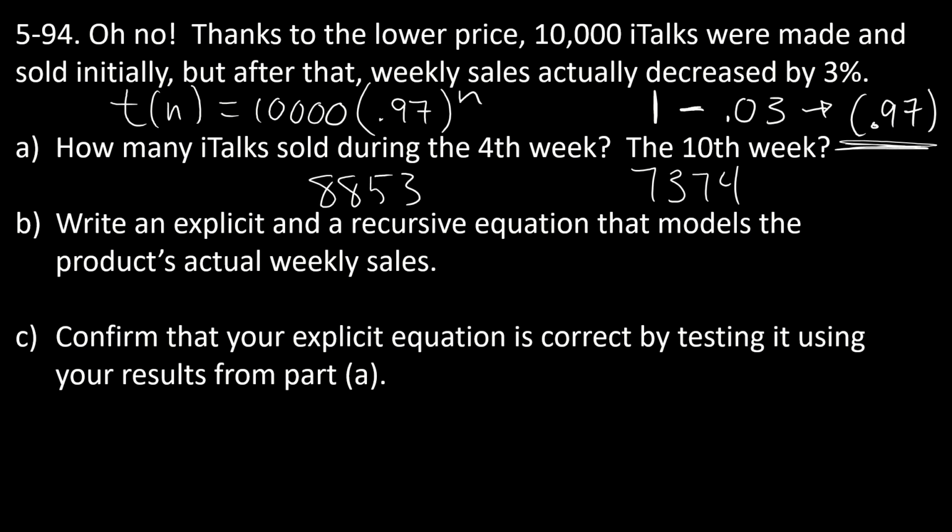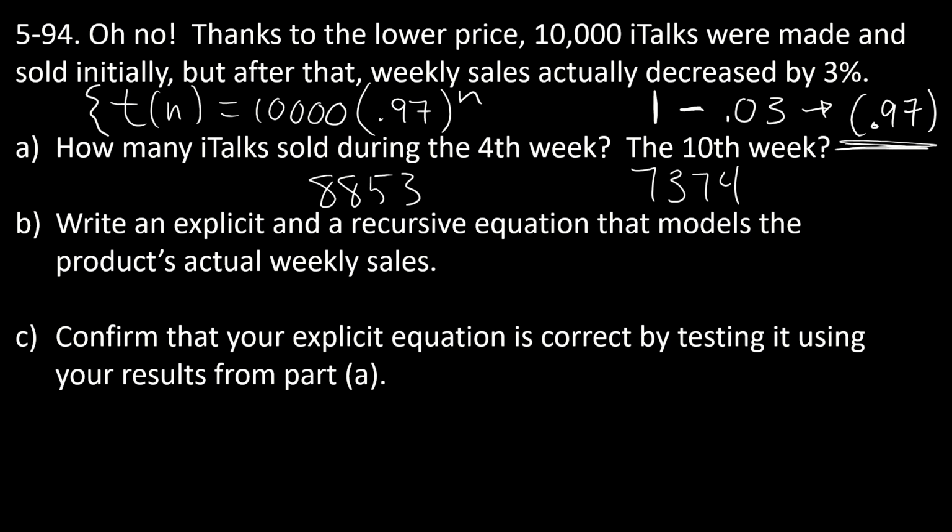Next thing, write an explicit and a recursive equation that models the product's actual weekly sales. Well, hey, I just got part A done right here. This is completely the explicit rule, and it says if you want to know the nth week, just take 10,000 and multiply it by 0.97 raised to the nth power. That's the explicit rule. If I want to write the recursive rule, it's a little different.